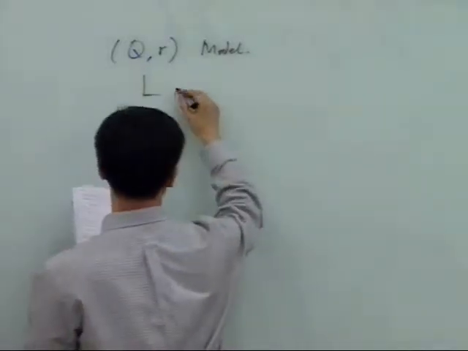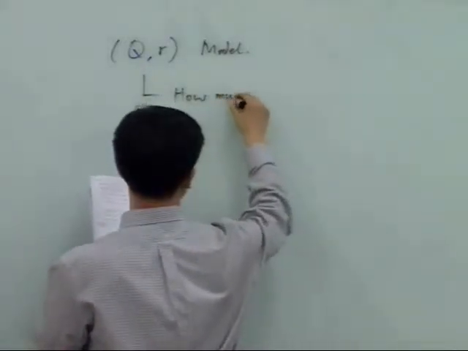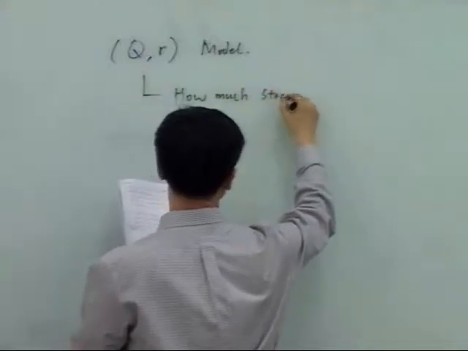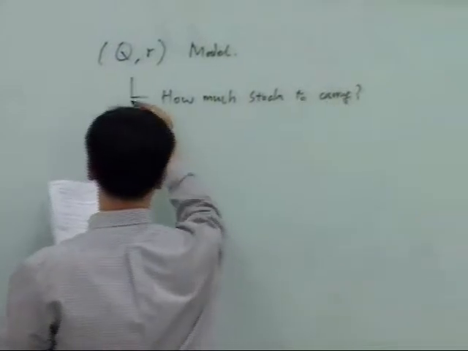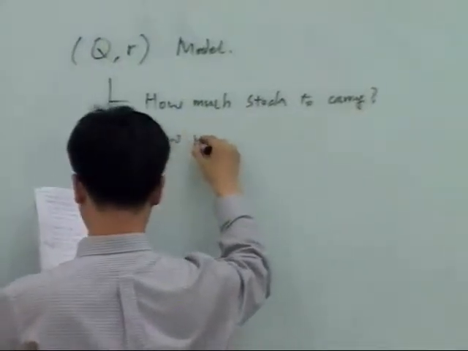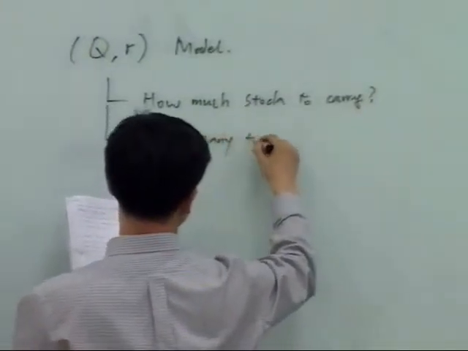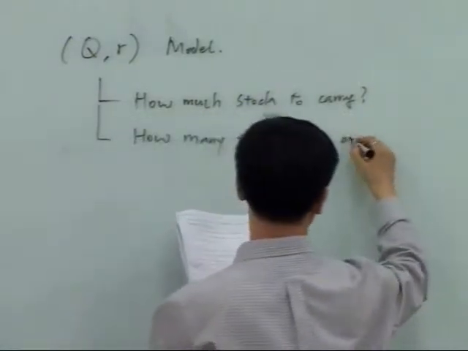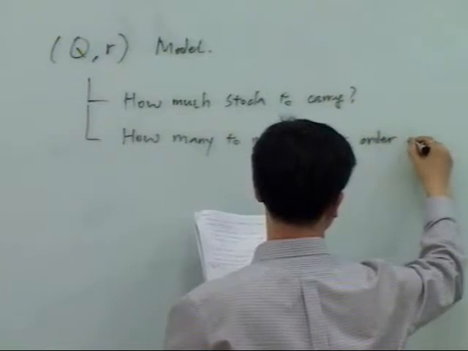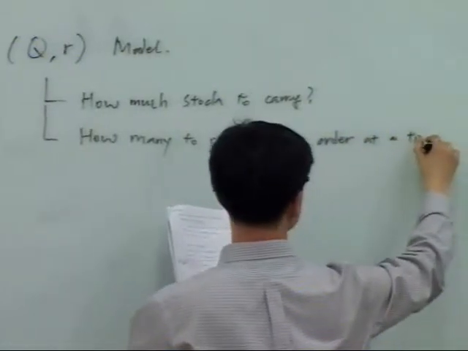This is for how much stock to carry, and how many to produce or order at a time.